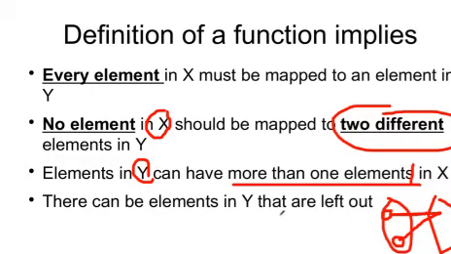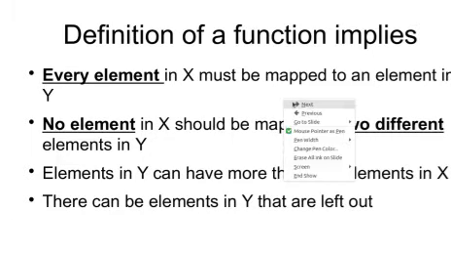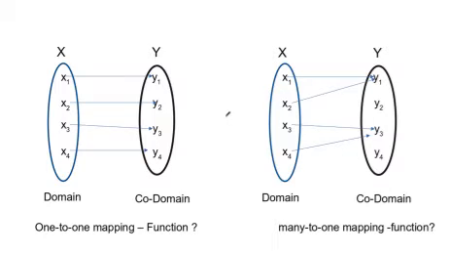There can be elements in Y that are left out, right? So not all Y's should be mapped. That is what you should know. All the elements in X should be mapped, and an element in X should have only a unique Y, a unique element in set Y. And there can be elements that are left out in Y, so we don't worry about that. Okay, so keep those things in mind and try to figure out what sort of mappings.